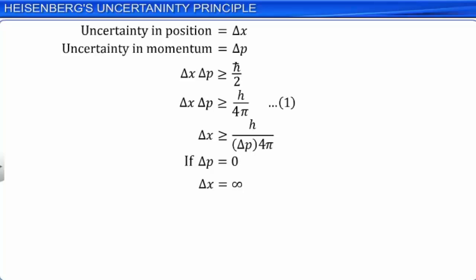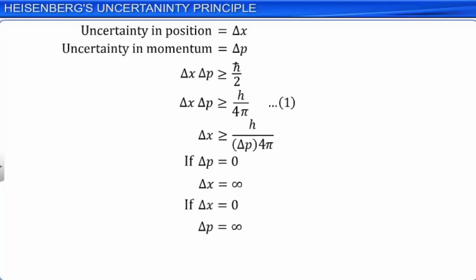Similarly, if delta x is equal to 0, then delta p becomes infinity. That is, if the uncertainty in position of the particle is eliminated, we cannot determine its exact momentum.